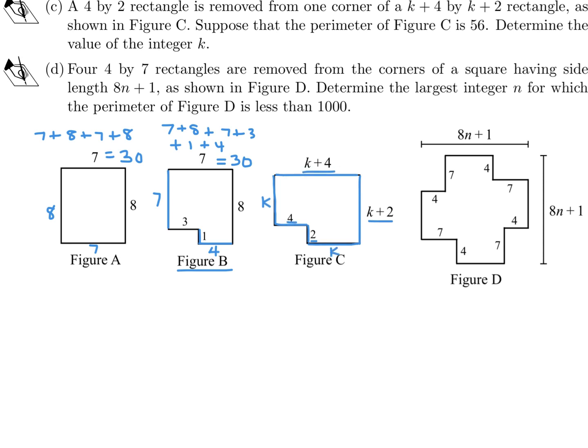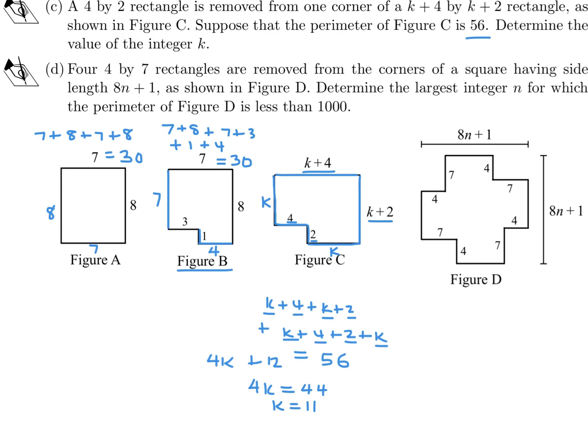Okay, so now the perimeter is going to be k plus 4 plus k plus 2 plus k plus 4 plus 2 plus k. And they're saying that that all equals 56. If I do this correctly, 1, 2, 3, 4, that's 4k. And then add up the numbers, 4, 2, 6, 4, 2, 6, so that's 12. 4k plus 12. Hopefully I didn't make any mistakes there. And then we got 4k is equal to 44, and therefore k is 11.